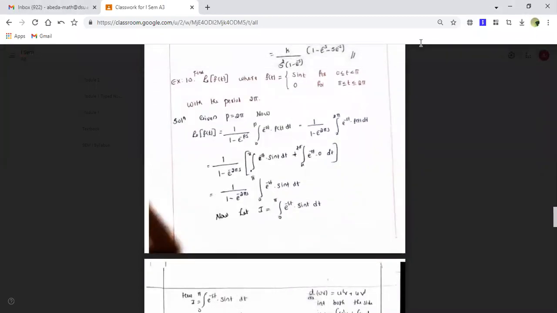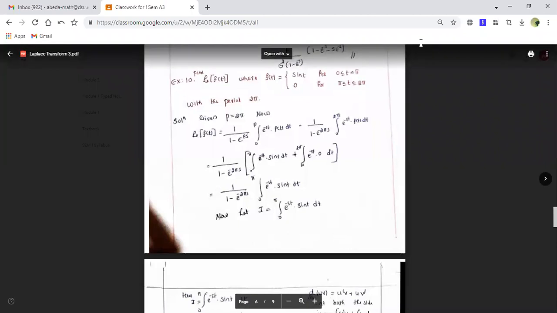In this example, find the Laplace transform where f of t is given as sin t for t lying between 0 to pi, and it is 0 if it is lying between pi to 2 pi, with the period 2 pi. They have given that it is a periodic function, with period 2 pi. So let's start with the problem. Given that, what is p? P is equal to 2 pi.